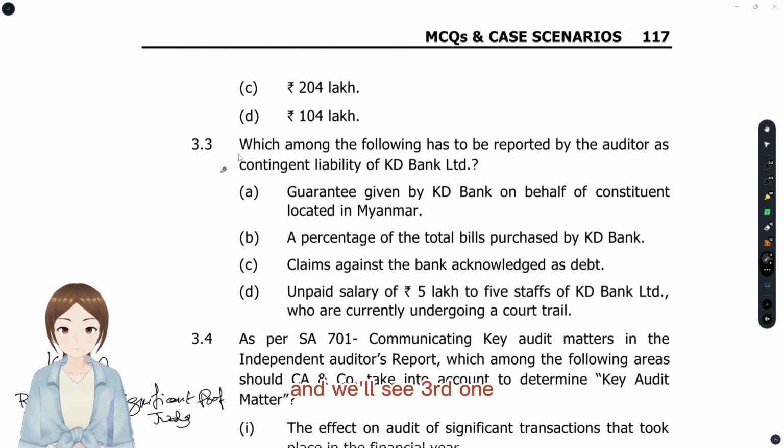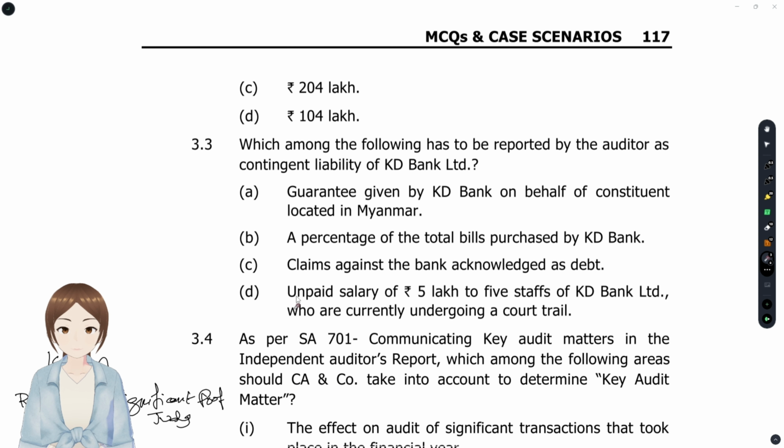And we'll see the third one. Which among the following has to be reported by the auditor as a contingent liability? Any guarantees that were given are a contingent liability. Yes, option A is most appropriate. And percentage of total bills purchased: bills purchased is not a contingent liability. It's a liability. Claims taken under the bank acknowledged as debt, as it had already been acknowledged as debt, is not a contingent liability.